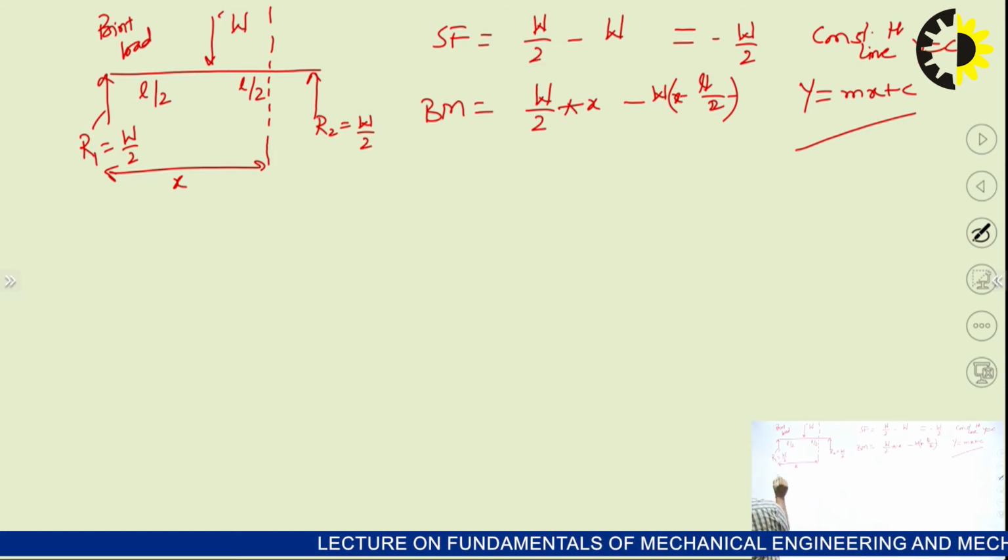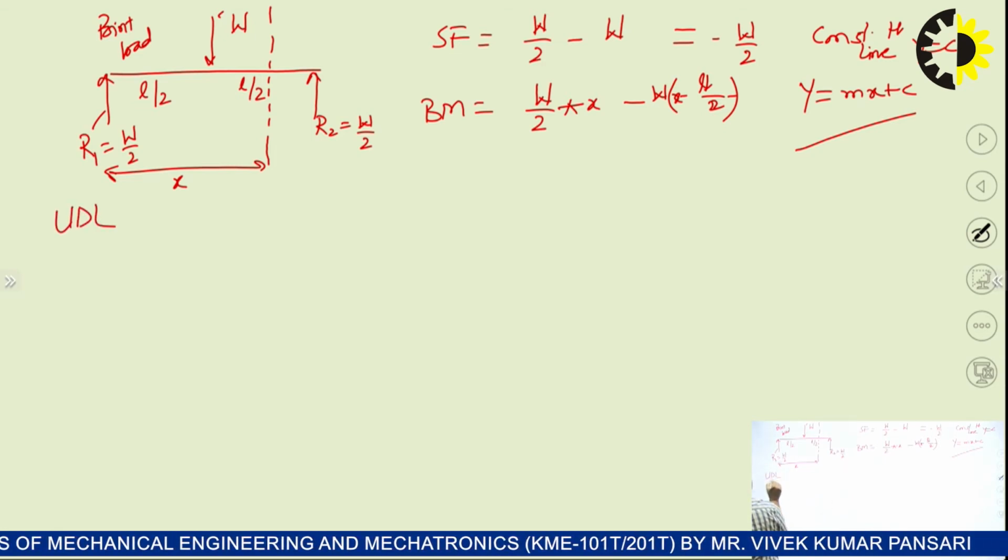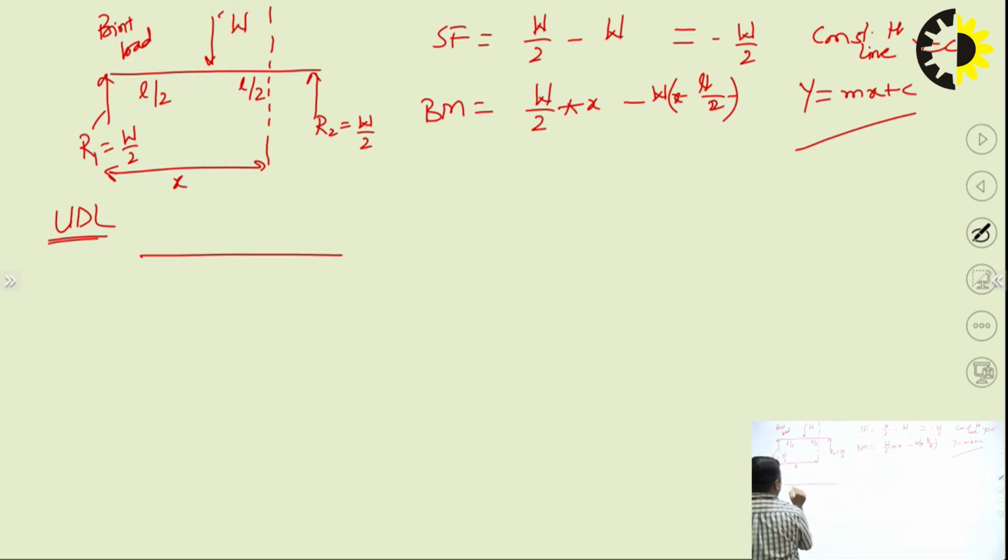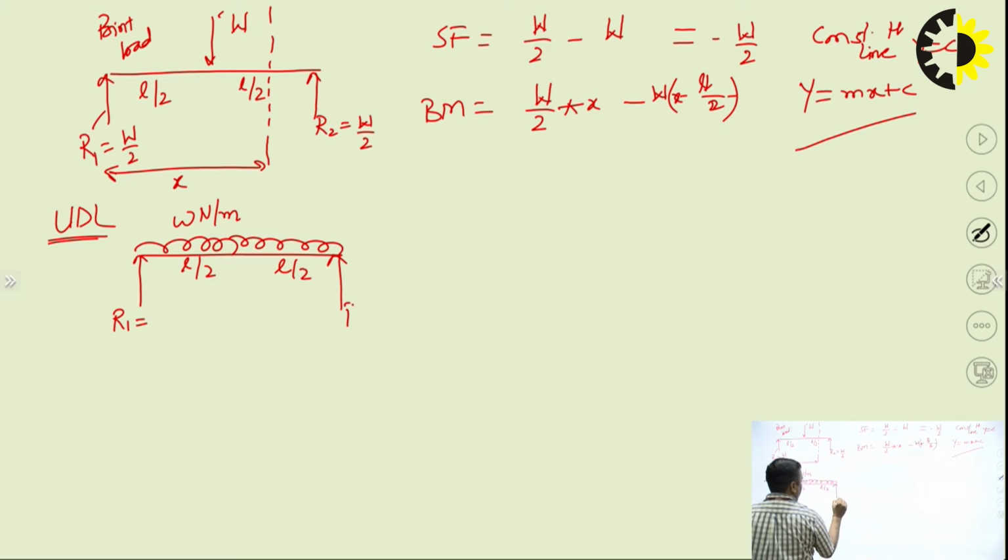Now I am coming to the second case, that is the UDL, uniformly distributed load. So we are taking the example of a uniformly distributed load. Suppose this is L by 2, this is L by 2, and w Newton per meter is the intensity. So R1 equals, I take the whole load, and R2 equals WL by 2. R1 and R2 are both WL by 2.